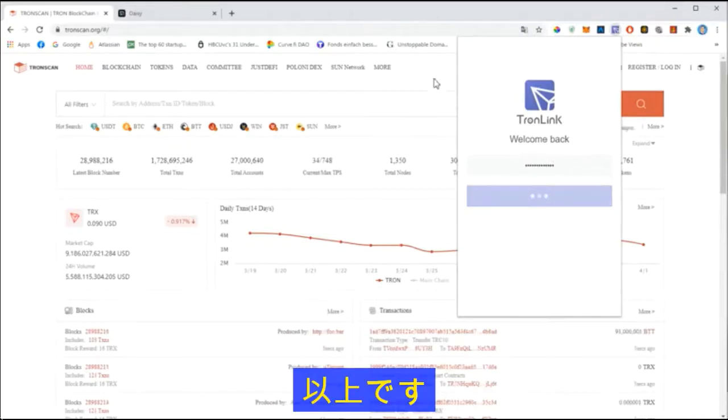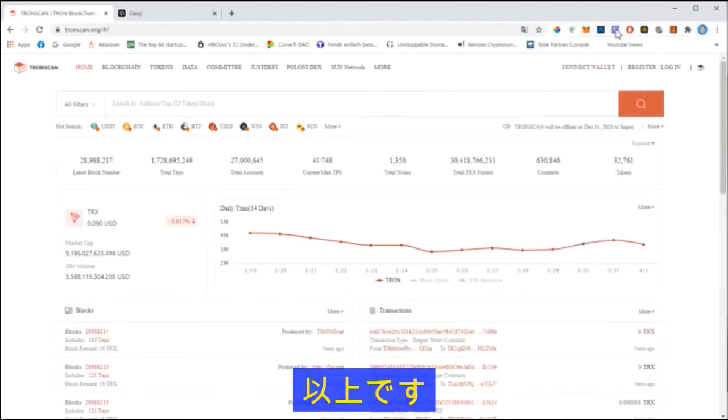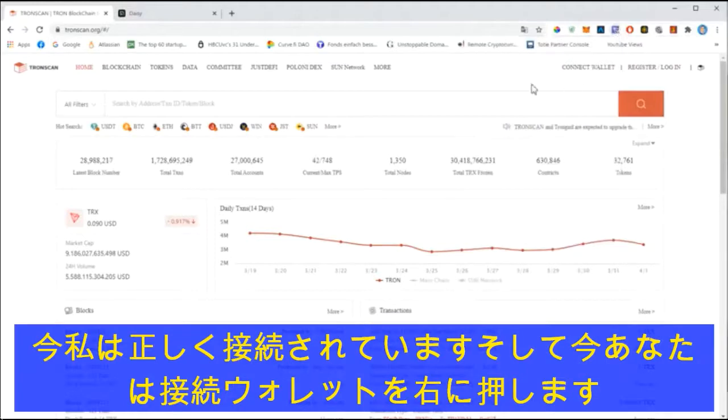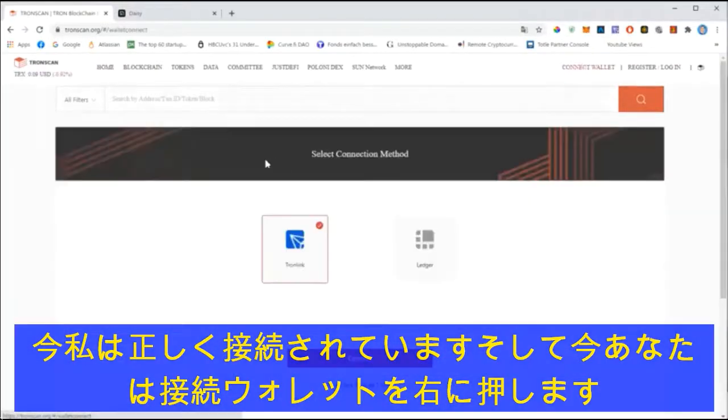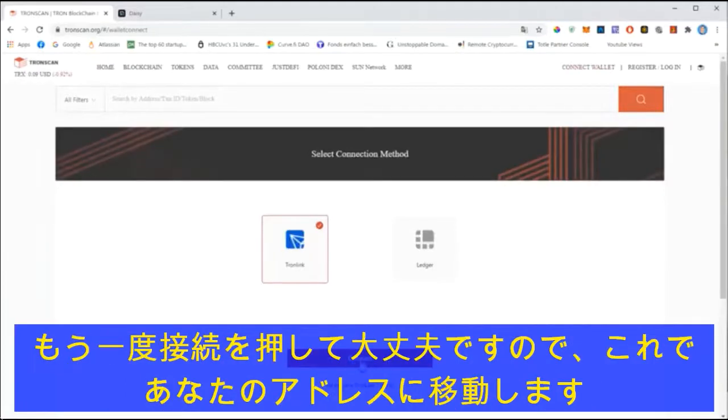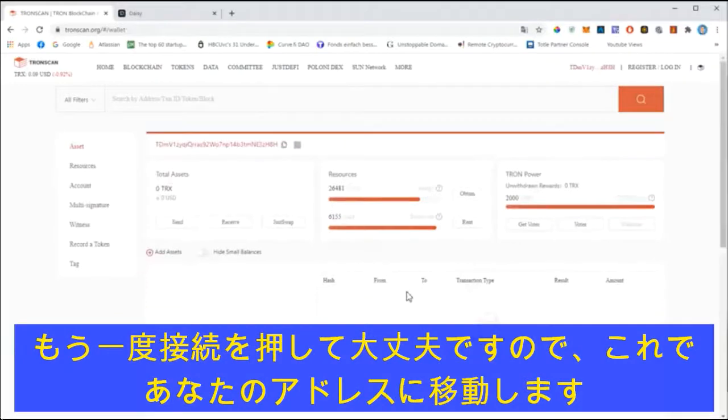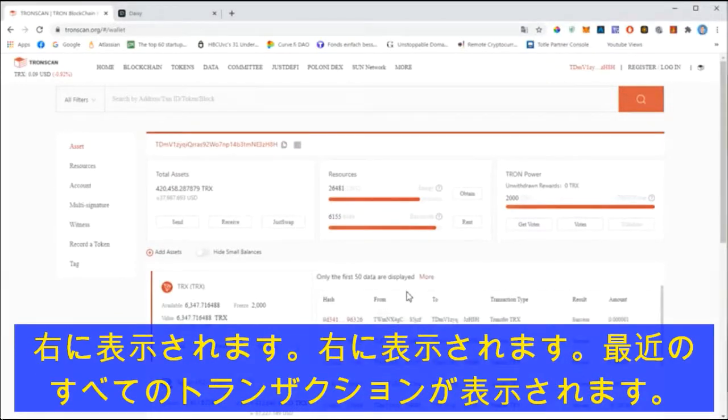So that's it. Now I'm connected, and now you hit Connect Wallet, and hit Connect again. This will take you to your address, and you will see here on the right all the recent transactions.